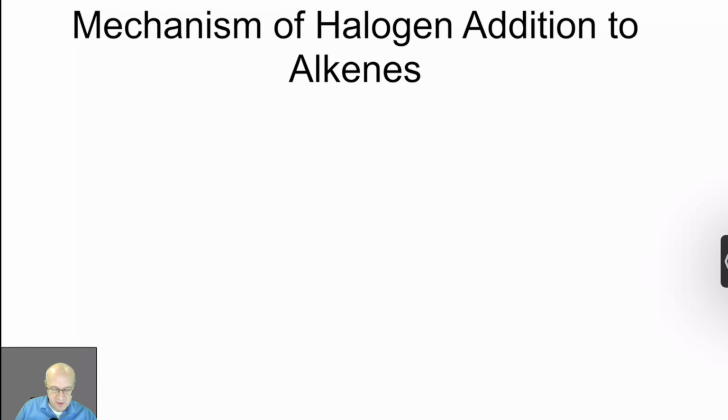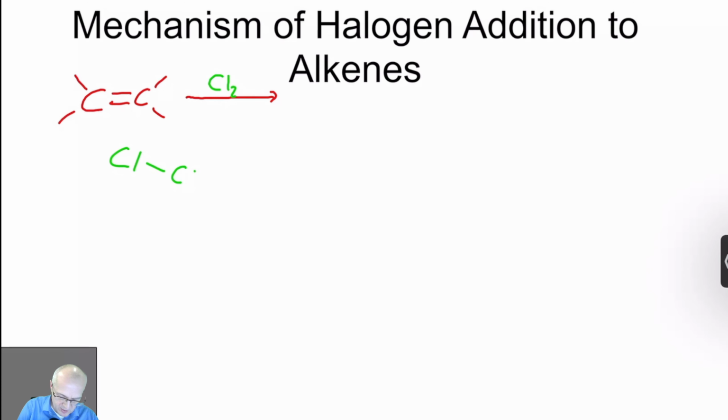All right, guys, so let's take a look at the mechanism of adding the halogen across a double bond. So here's my generic alkene. And let's use just Cl2 for this one. Now the mechanism is a little bit strange compared to what we've already seen, but I'll try to walk you through it.